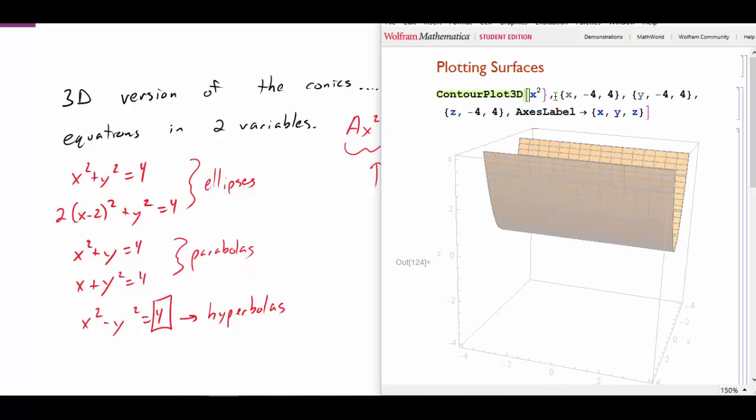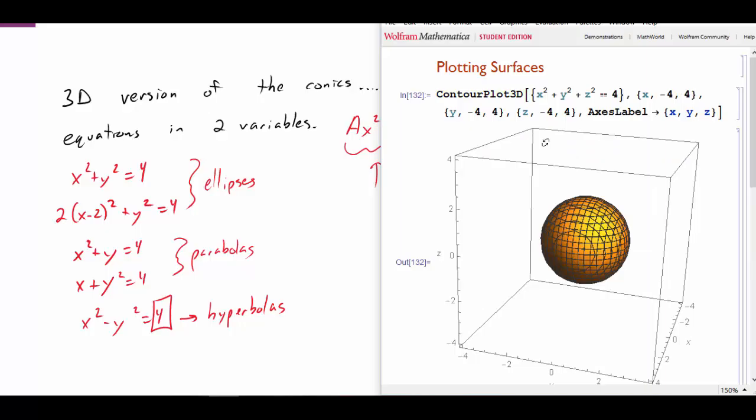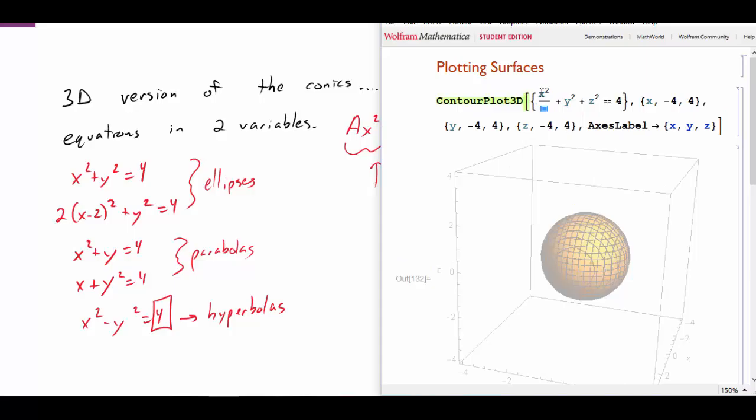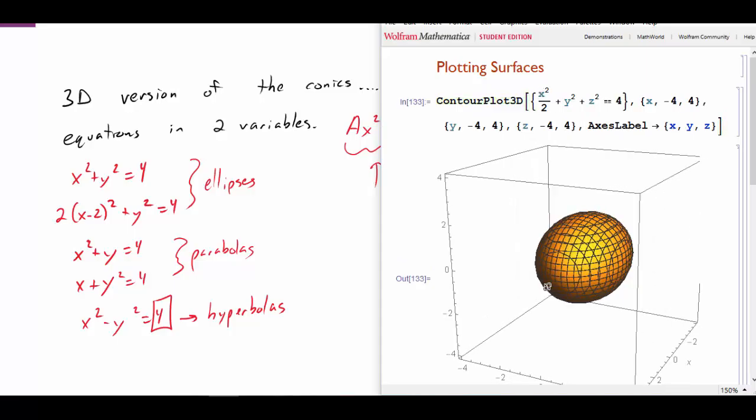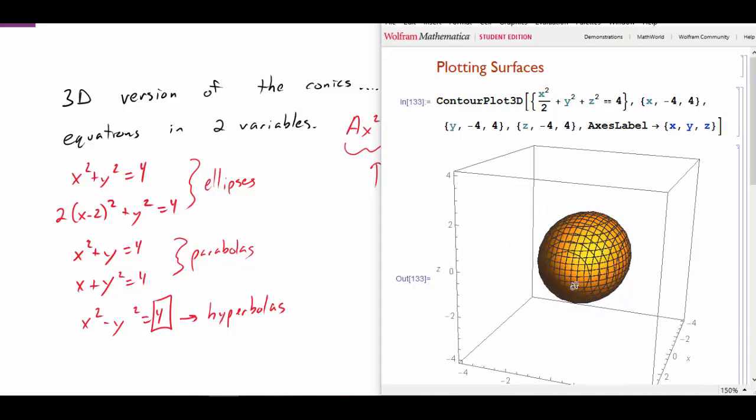Now let's go back up to our contour plot 3D here and put in some values. So let's look at x squared plus y squared plus z squared equals some number. Where I had x squared plus y squared equals 4, I got a circle. Now I add the z squared term, and I get a sphere. That makes sense. And just like my circle, if I take this and scale it by some value, I'm just going to stretch my surface in one direction, and I'll have an ellipsoid instead of a sphere.